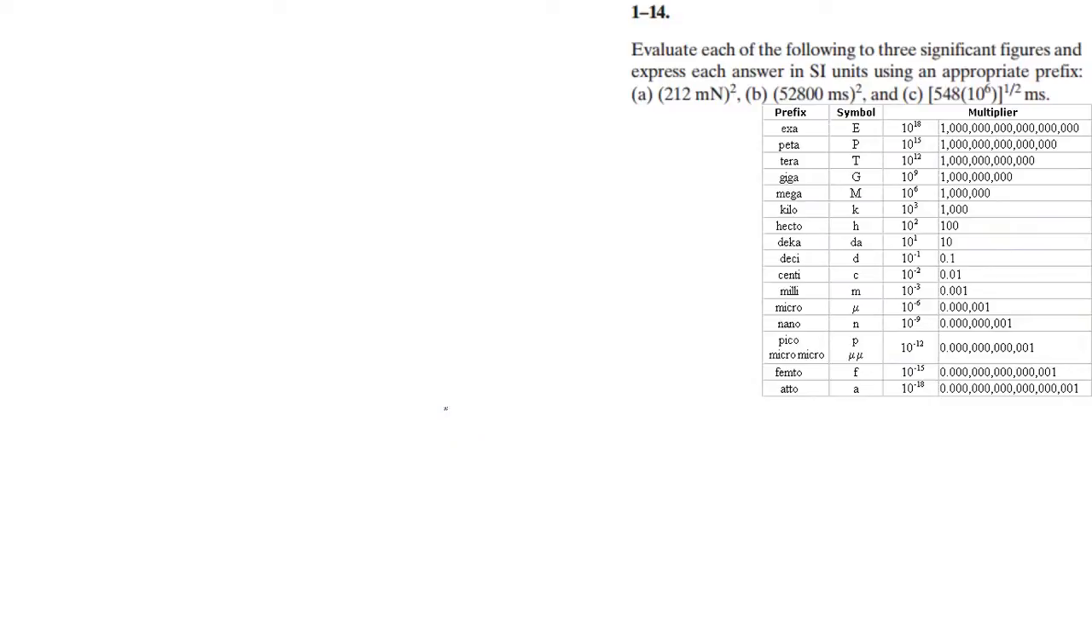Okay, 1-14. Evaluate each of the following to 3 significant figures and express each answer in SI units using an appropriate prefix. So once again, like past problems, our keywords are 3 sig figs, SI units, and appropriate prefix. So A, 212 millinewtons squared. What happens here with the square is not only does the unit get squared, but the number gets squared as well. So let's really dissect this.